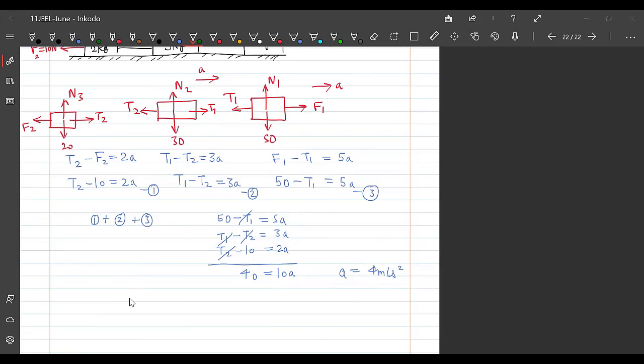5a is 40, so T1 is 10 Newton now. And T2 will be 18. Sir, T1 came 30. Yeah, T1 will be 30. T2 correct? Yes sir. Okay, so it will be like this. Nirmit, is this clear? Yes sir.